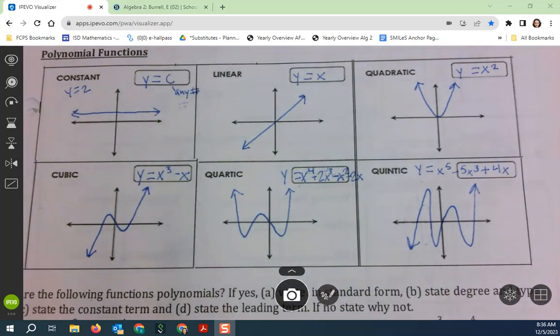All right, take a minute and compare your graphs with Layla's. Like I said, we're not trying to be super exact. We didn't put numbers on it, but it should have the general shape that matches the general shape of Layla's.